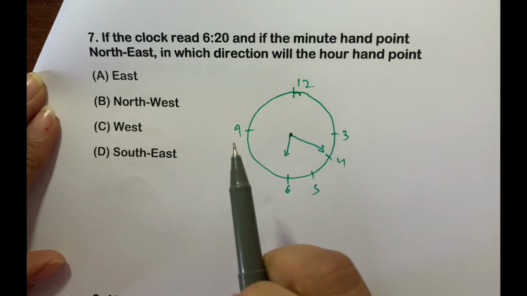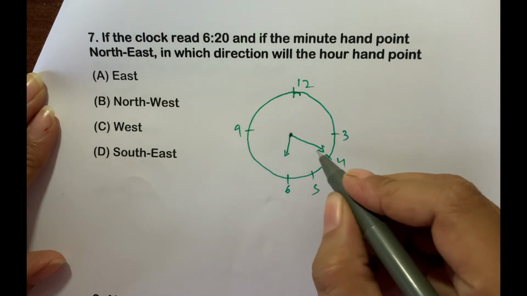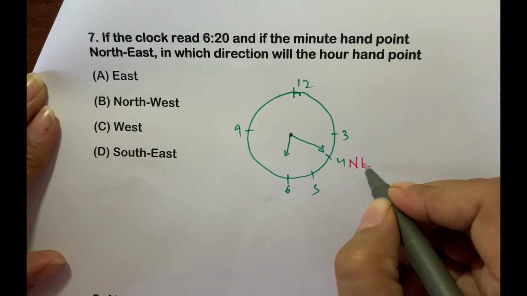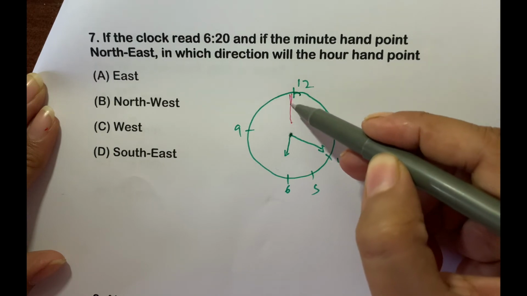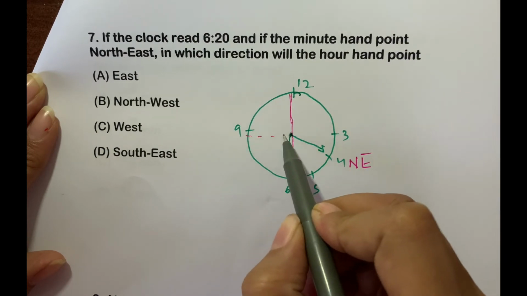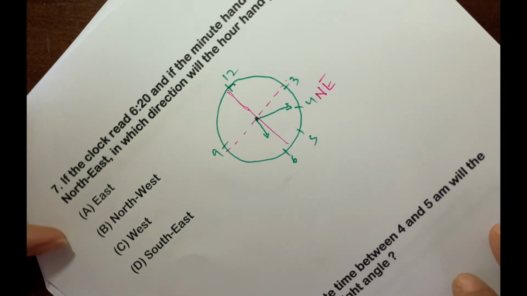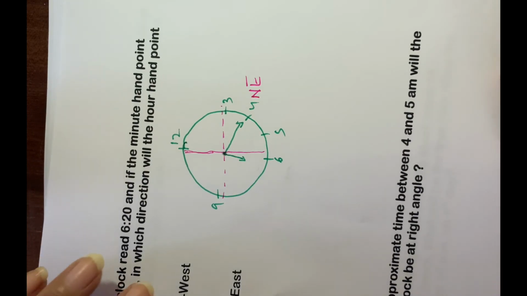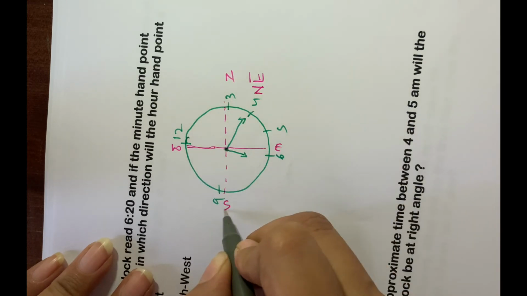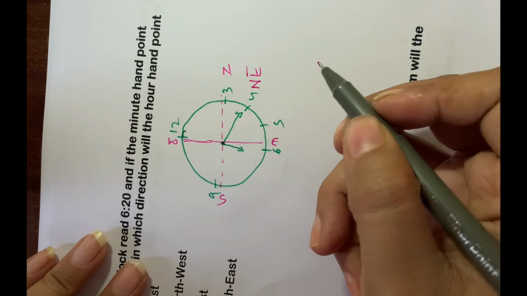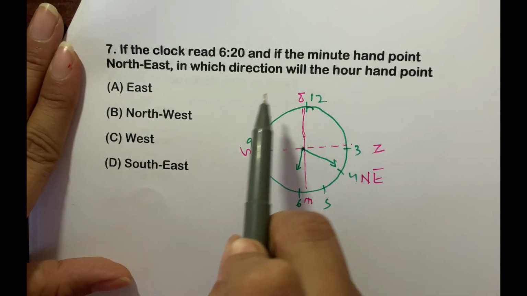Okay, now they're saying that if the clock reads 6:20 and the minute hand points northeast, so here is the minute hand and this is northeast it seems. Okay, this is northeast. So let me take the direction test now. So we will draw the lines here. So if this is northeast, I'll just twist the paper like this. Okay, so this is the easiest way: east, west, north and south, and hence this will be the northeast, isn't it? So now the question is, in which direction will the hour hand point?